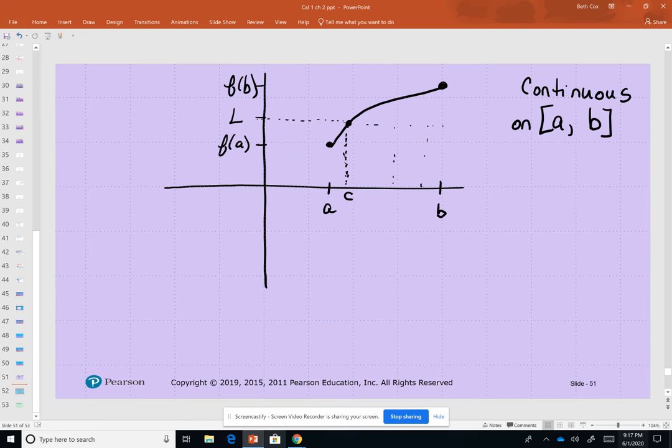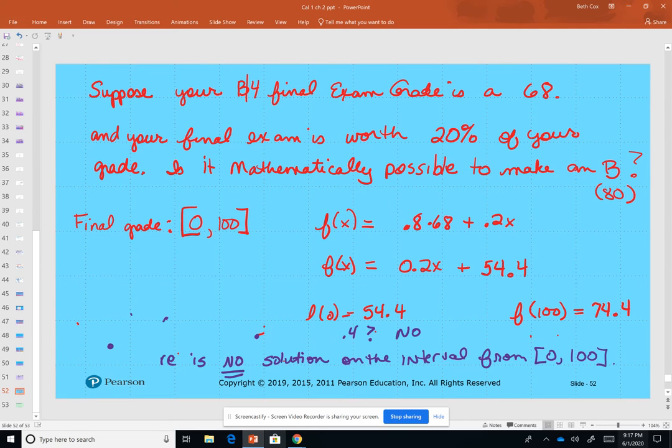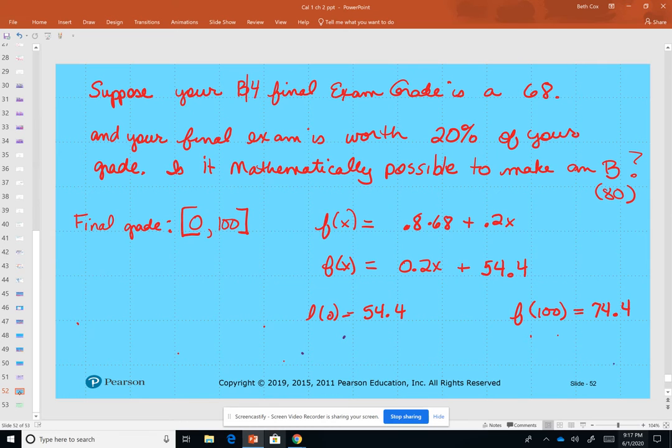So here's an example of a real life situation that I looked at that I thought was interesting. A lot of students ask me, well, what do I have to get on my final to make a specific grade? So this one made me think of intermediate value theorem. It says, suppose your before final average is a 68 and your final exam is 20% of your grade. So is it mathematically possible to make a B in the class?